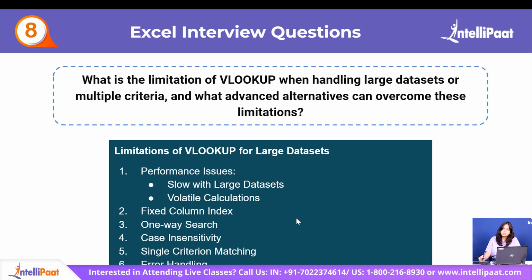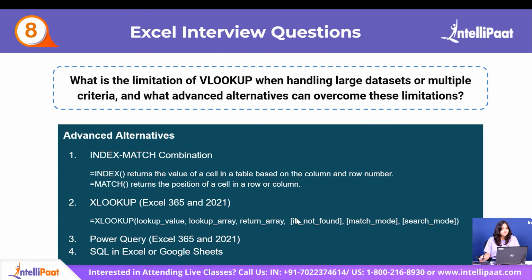So that is a major drawback with VLOOKUP. Then lastly, we have the error handling. In this case, if no match is found, VLOOKUP is going to throw an error. Then you need additional functions like IFERROR to handle that error, which are just going to complicate the formula and make your Excel sheet really messy. So what are the alternatives for VLOOKUP?